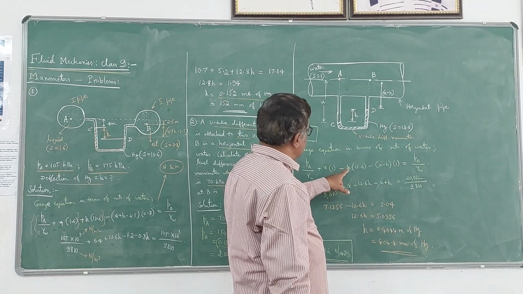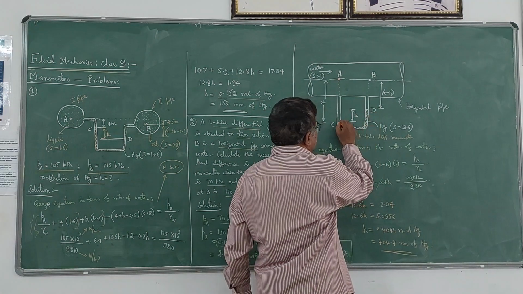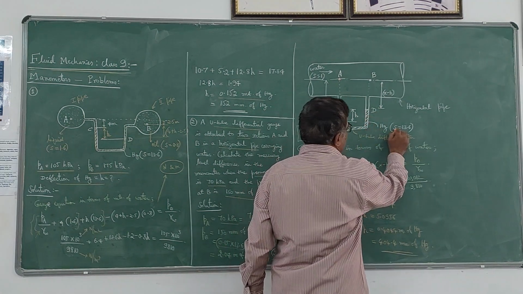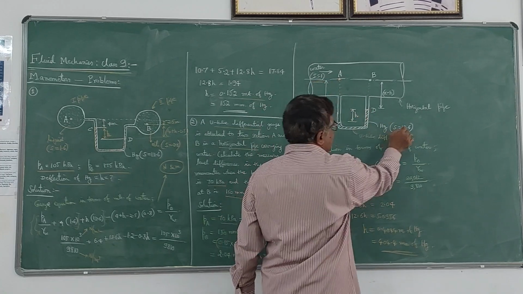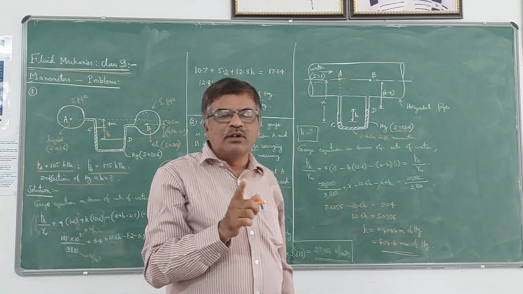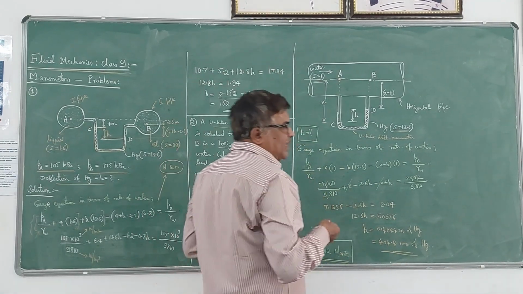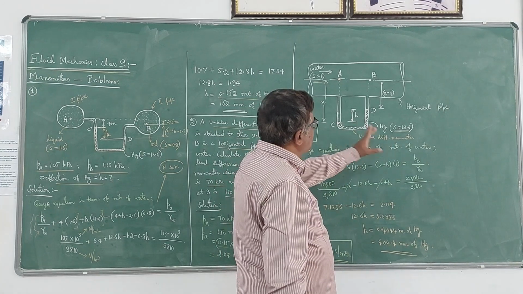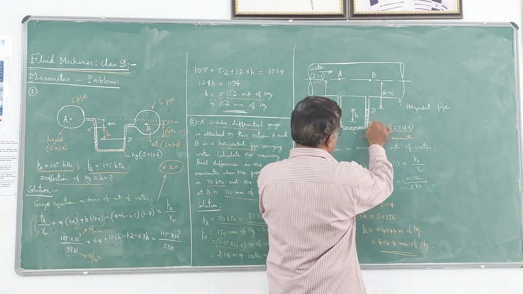So it becomes minus. The difference in elevation is h, and the liquid is mercury, its specific gravity is 13.6. Even if they don't give it, you have to take it as 13.6. Please remember this. For water, specific gravity is 1. For mercury it is 13.6. For any other liquid, they will give the value. So these values you should remember. So this becomes minus h into 13.6.